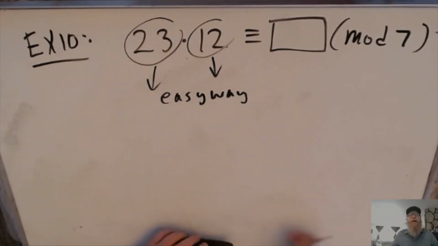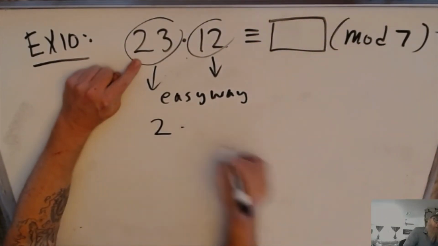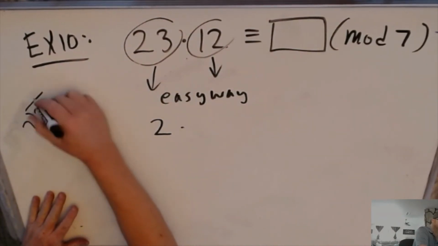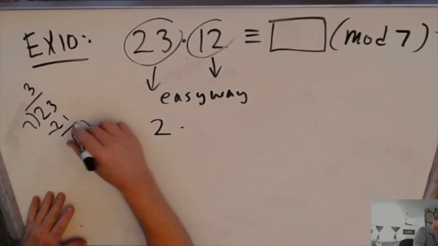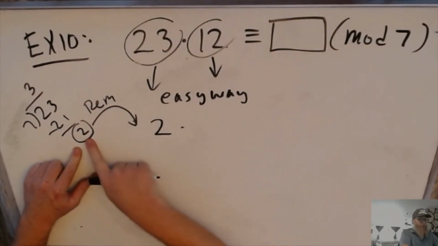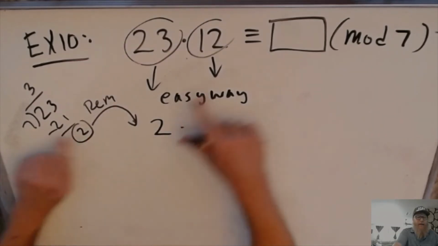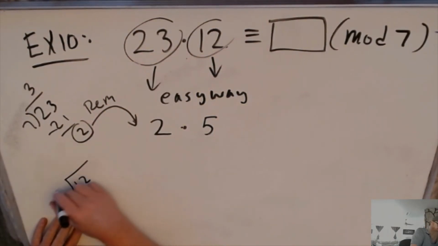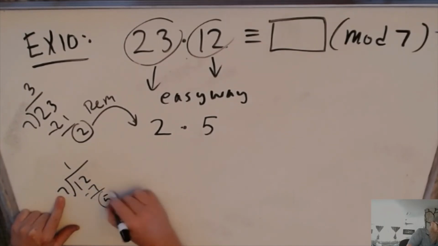The easy way. What is 23 modulo 7? Well, 23 is equal to 2. Remember, 23 divided by 7 is 3, remainder 2. So when we're doing our modulo 7, we just look at the remainder when you divide by 7. And then 12 is equal to 5. 7 goes into 12 one time, 1 times 7, and you get the remainder of 5.